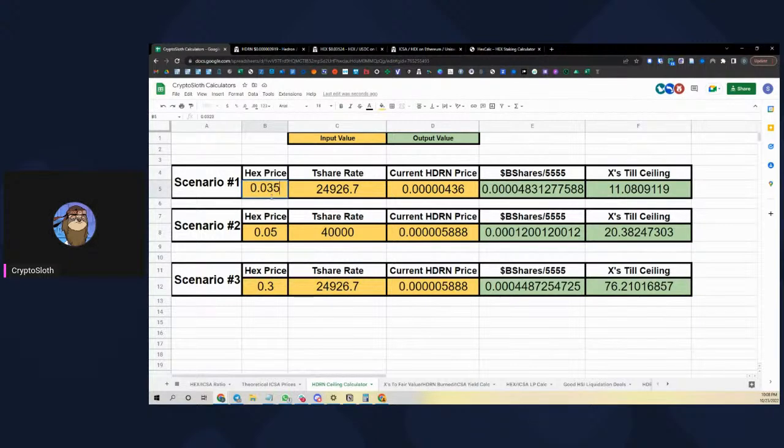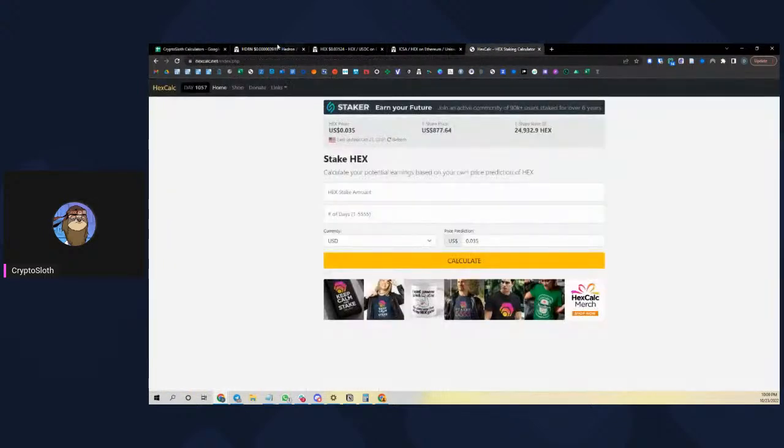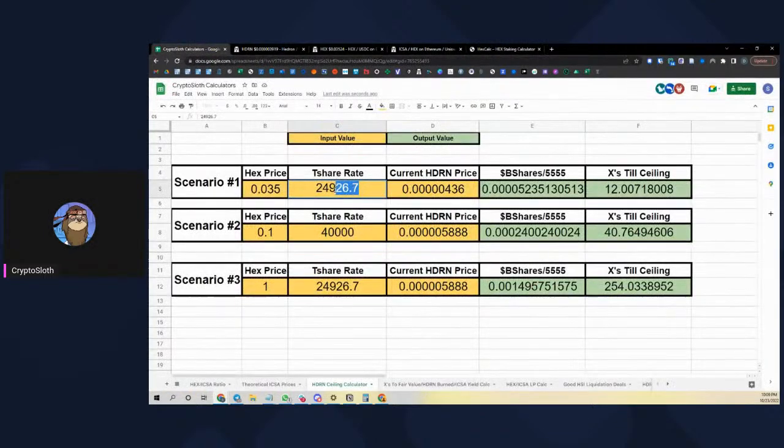We'll do the current price. We'll also do 10 cents like before, and we'll do $1 like before, and then 24,932. We'll do the same ones that we did before: 24,932, 25,000, and then here we'll do 26,000. Okay, so now we have the current Hedron prices, because this one tells you the X's till the ceiling price.